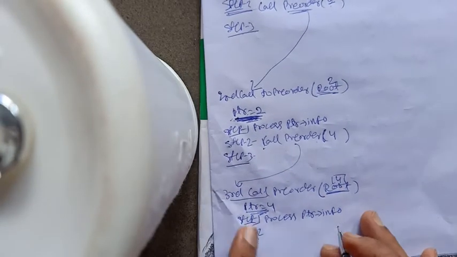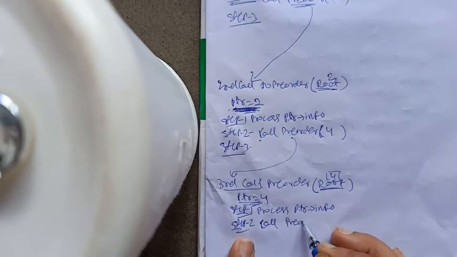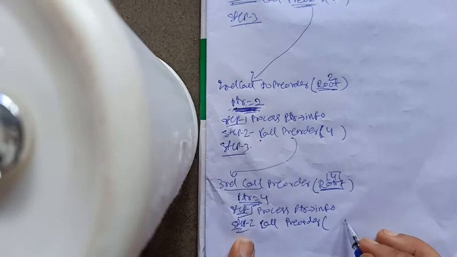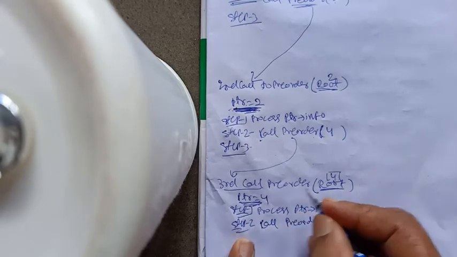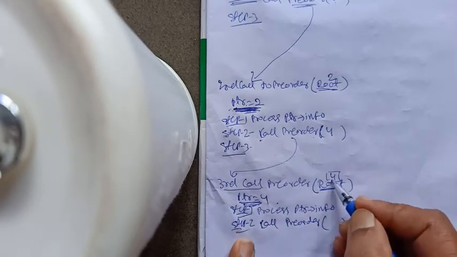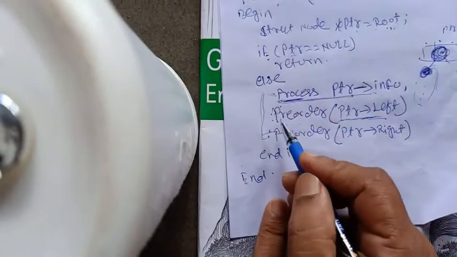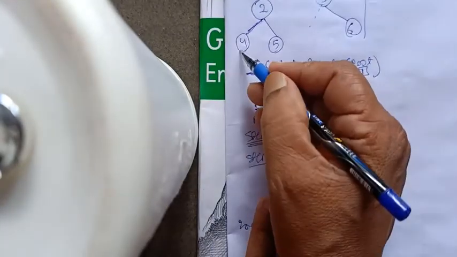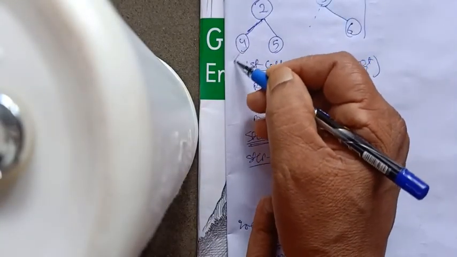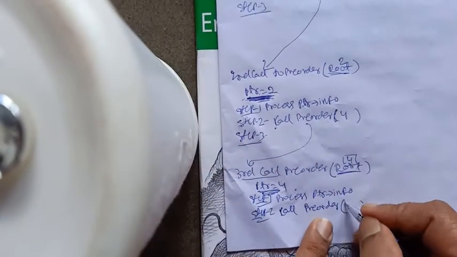Step 2 of the third call says call preorder. Now it will call preorder, okay, by passing left of ptr. So what is left of ptr? Right, in the third call, ptr value is 4. So ptr of left. See, in step 2 when we call, we pass ptr of left. So left of ptr means who is left of 4? So left of 4 is how much? There is nothing on the left, so it will be null. So it will now pass null.